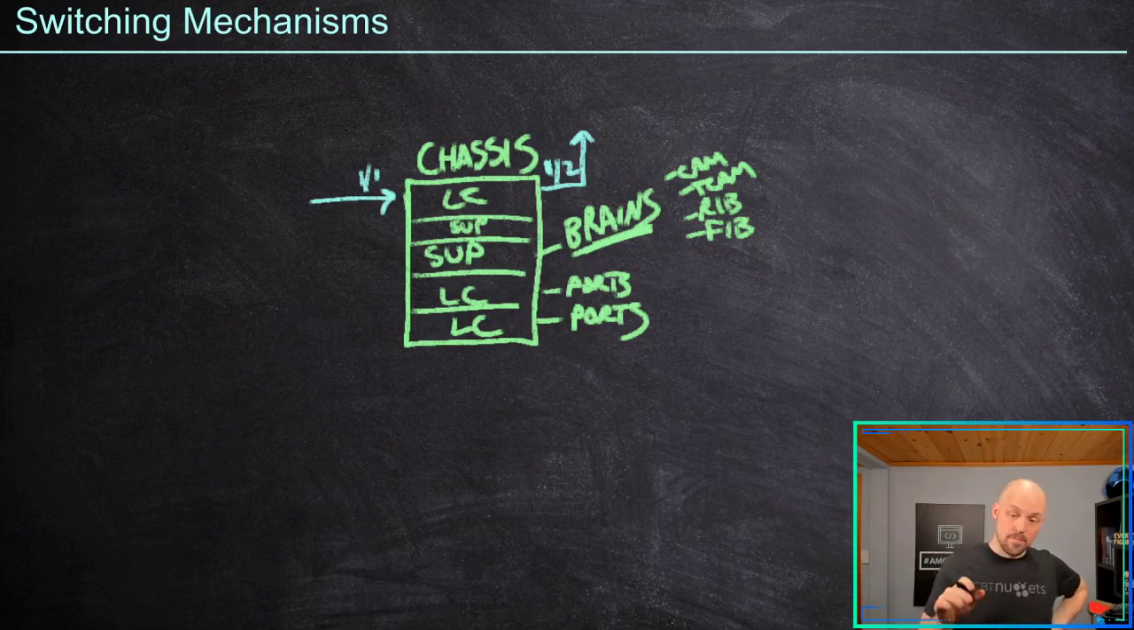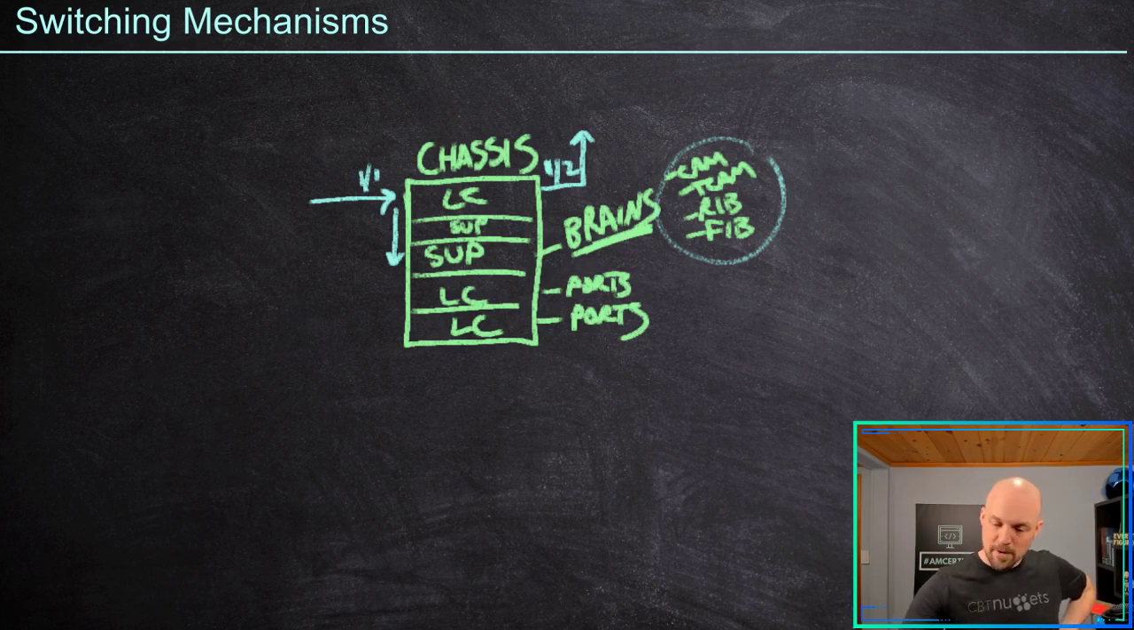Well, I can tell you, given that we just said all of this information's on the brains, this packet has to be forwarded through the backplane to the active supervisor and then forwarded back to the same line card so that it can get forwarded out the appropriate interface. That seems inefficient, but yet that's what we have to do. We don't have a choice because we just looked at all of this information and we know that we need the RIB and the FIB and the TCAM space and the CAM tables.